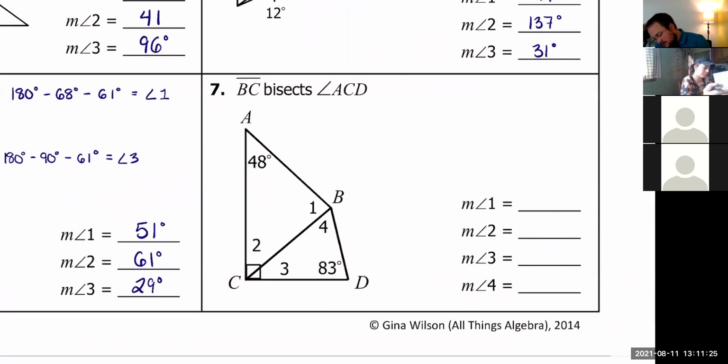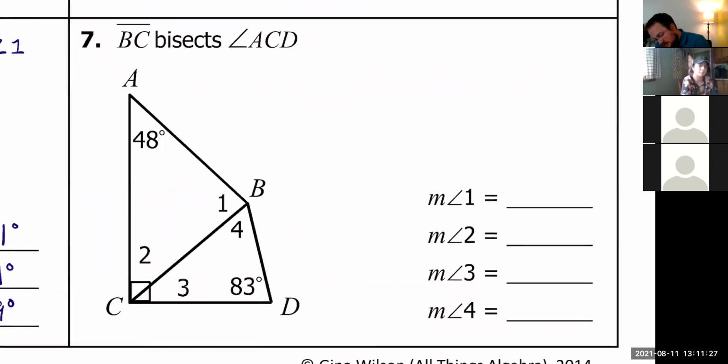Last one here. Again, we're not going to go over this one. I am going to give you a quick clue though. It does say BC bisects, which means cut in half, angle ACD. So that 90-degree angle is cut in half. But that's all I'll give you on that one.